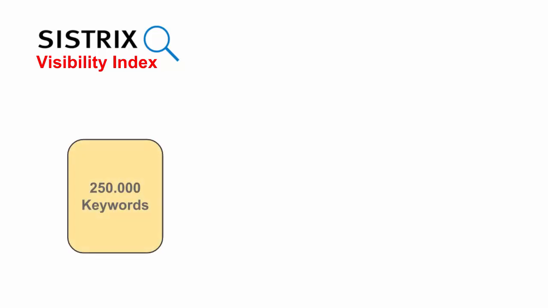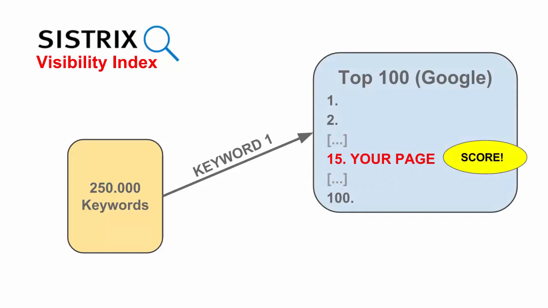Sistrix has set up a database of 250,000 keywords. For each keyword, they retrieve the top 100 of Google search results. Let's look at the result of one of the keywords.